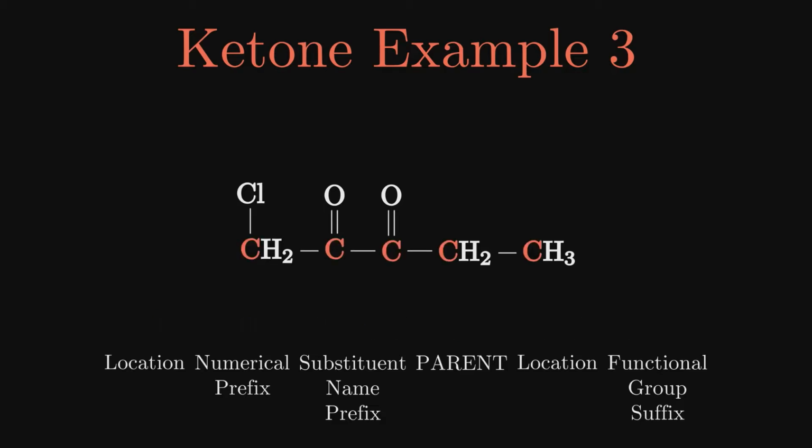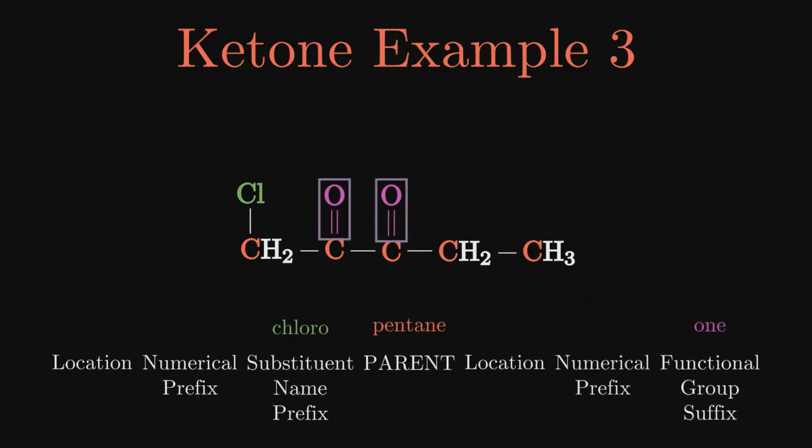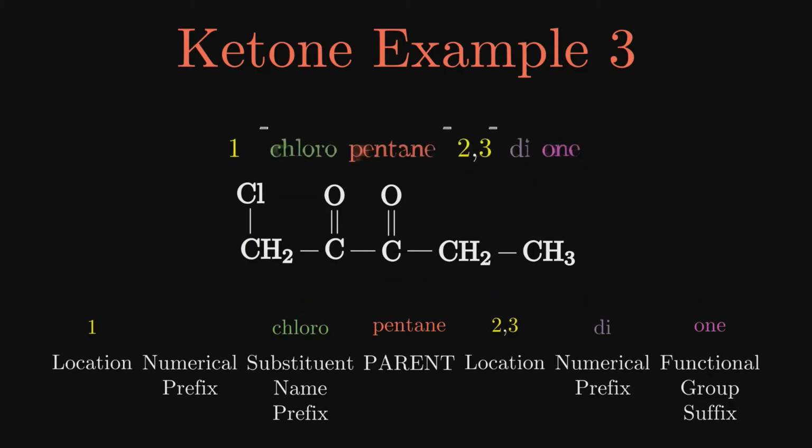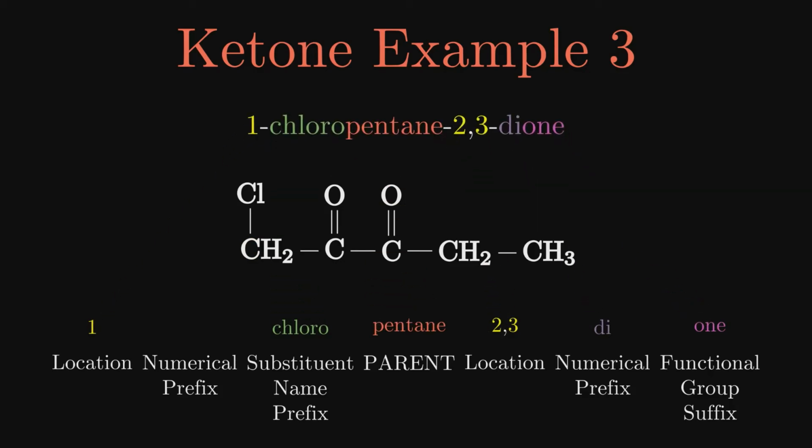The parent is 5 carbons long, or pentane. There is a chlorine again, and now 2 ketones, so we need the prefix di. We squeeze this one before the functional group. Number from the left, and the ketones are positions 2 and 3, while chlorine gets a 1. The full name is 1-chloropentane-2,3-dione. The E in pentane stays because the next letter is the D in di.